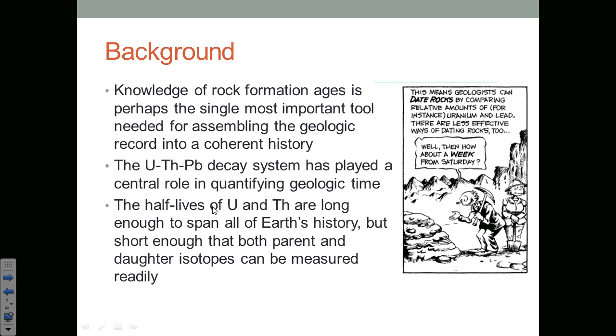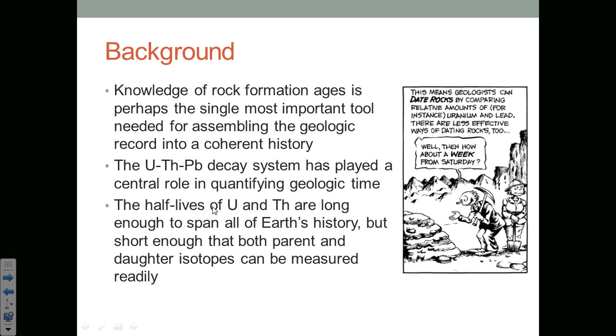Okay, so why is geochronology important? Well, I would argue that the knowledge of rock formation ages is probably the single most important tool for assembling the geologic record into a coherent history. So we can go out and do spectacular field work, but to really put things into an absolute time framework, we need to obtain good age data within that geologic context.